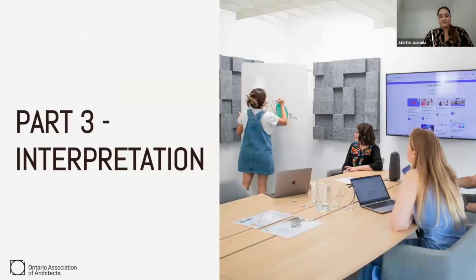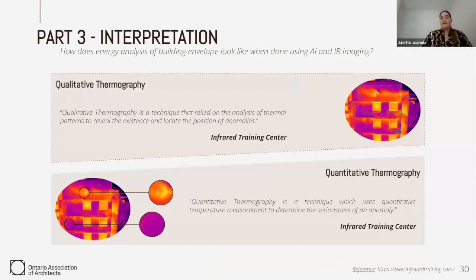Okay, now that I talked about thermography, let's delve into AI a bit more. In order to talk about AI, I need to talk about thermography again. There are really two types of thermography that exist when it comes to building envelope analysis. There is the qualitative thermography. This is what we are addressing in this presentation.